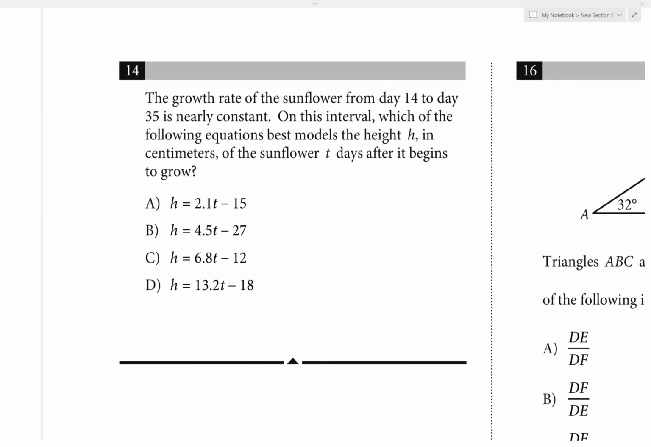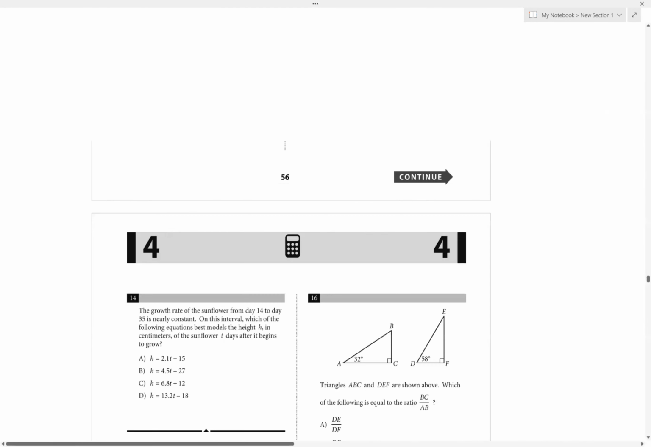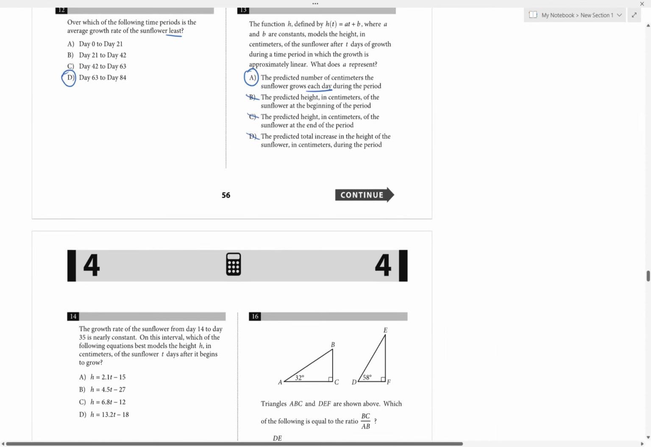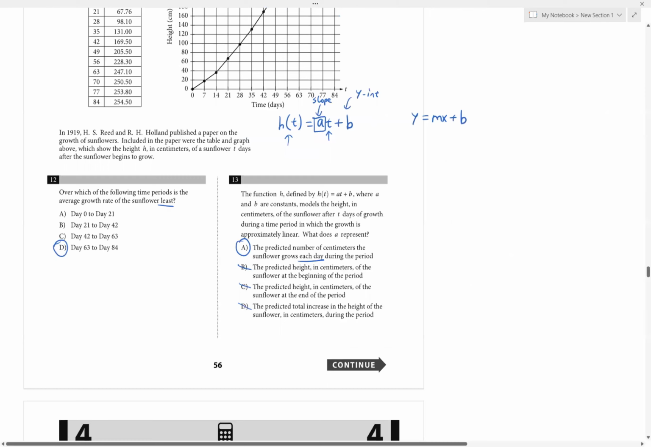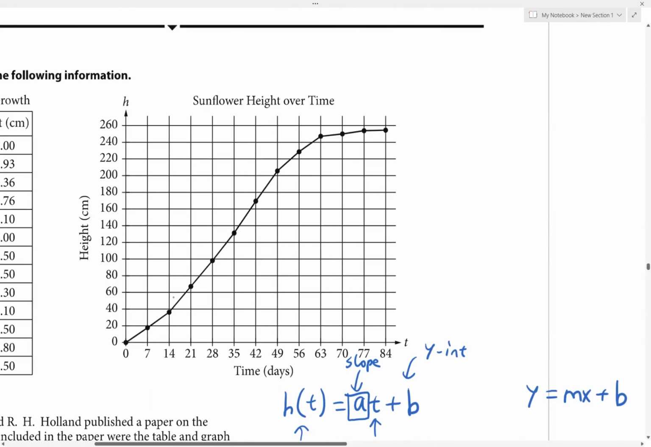So this question is also similar to question 13, right? It's a linear model, except here we're trying to figure out the actual numbers to write out the equation. If we go up a little bit here from 14 to 35, and I'm going to go back and forth here, you see that from day 14 to day 35 this is like a straight line. So we're trying to write out the equation to model the straight line.